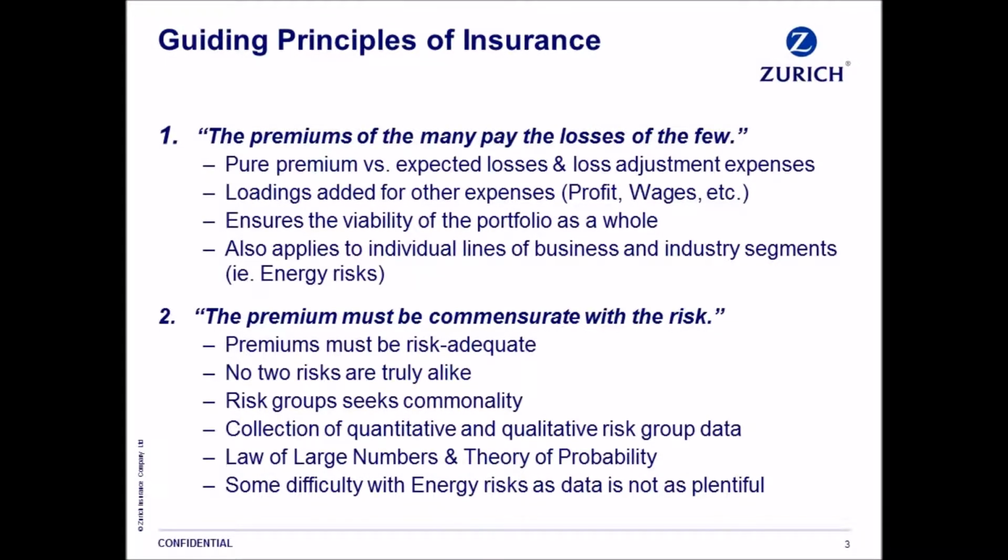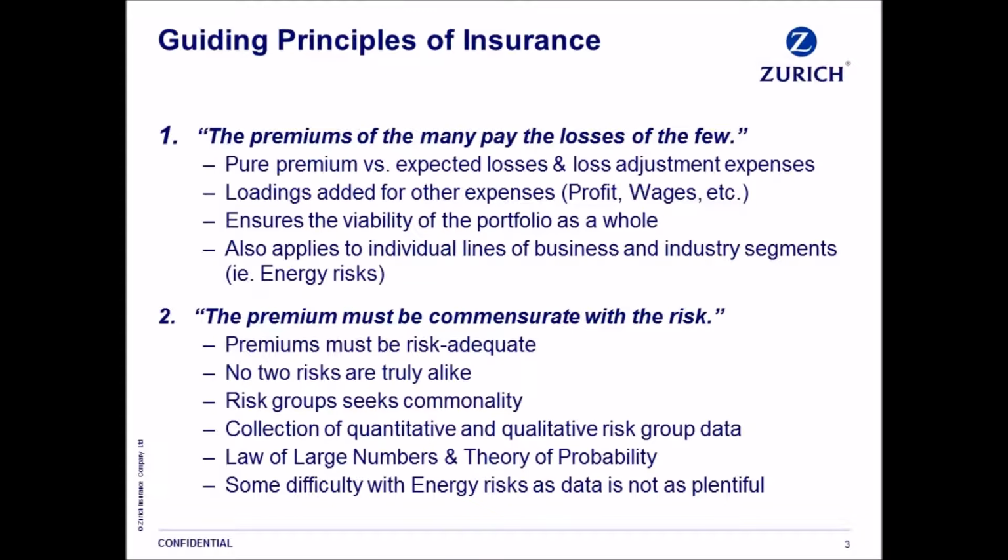The second principle is the premium must be commensurate with the risk, so it's relatively self-explanatory. Premiums have to be risk adequate. So the difficulty here is that no 2 risks are created equal. So what we do to counter that is we create risk groups that seek to find some commonality among different risks. And that allows us to collect quantitative and qualitative data, and that aids in the development of underwriting guidelines, class rates, and ultimately developing the premiums.